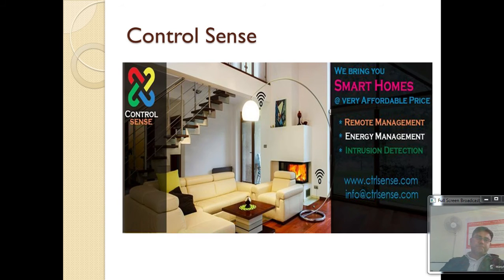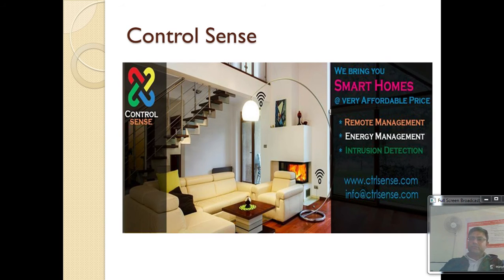This is a glimpse of the web page of Control Sense. They are bringing you smart homes, remote management, energy management, and all these things. This is a pure IoT-based concept. This was a project done by one of our BTech final year students with one of his colleagues, and then they started this company.